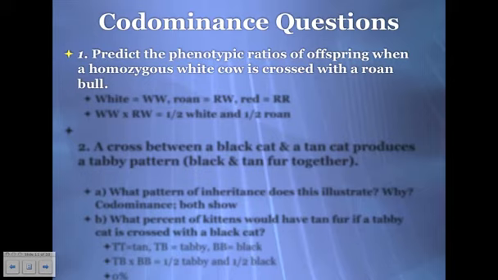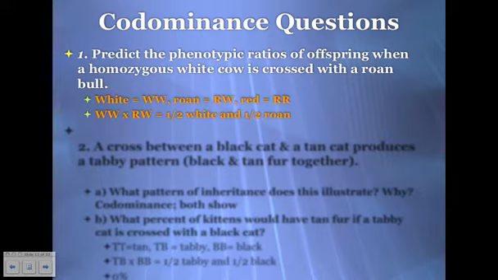Number 1. Predict the phenotypic ratios of offspring when a homozygous white cow is crossed with a roan bull. And again, roan is a vocabulary word that I'd like you to know, meaning that red and white appear together. Well, here we have our answer. The white would be 2 capital W's, the red would be 2 capital R's, and the roan would be a capital R and a capital W. So when you do the phenotypic ratio, the two capital W's mixed with a capital R and a capital W will give you half white and half roan.